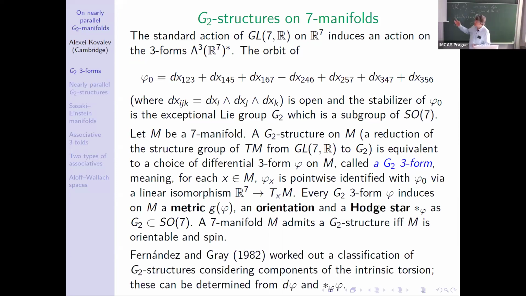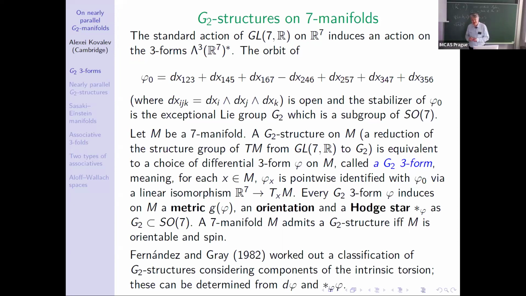So we can see that there is a class of 7-manifolds where we can have a G2 structure and put on them a differential 3-form of this type. The G2 structure in general will have a torsion, and there is a classification due to Fernández and Gray of torsion components. So there are several classes. Probably the one attractive class is when there is no torsion, when the structure is torsion free.